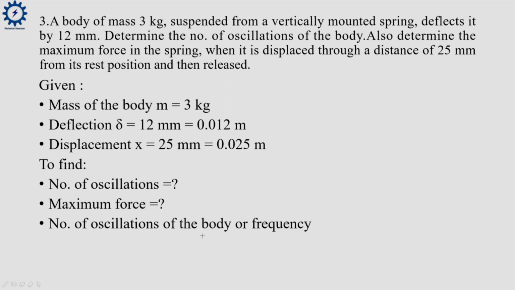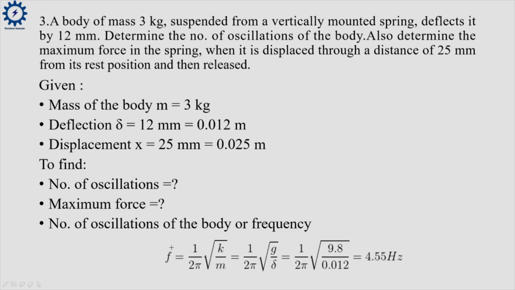Number of oscillation of the body is nothing but frequency. So frequency equal to 1 by 2 pi root k by m, which is same as 1 by 2 pi root g by delta in terms of g and delta. Substituting the value, these values are given. Delta is given here as 0.012 meter. We will be getting natural frequency or number of oscillation of body as 4.55 Hz.